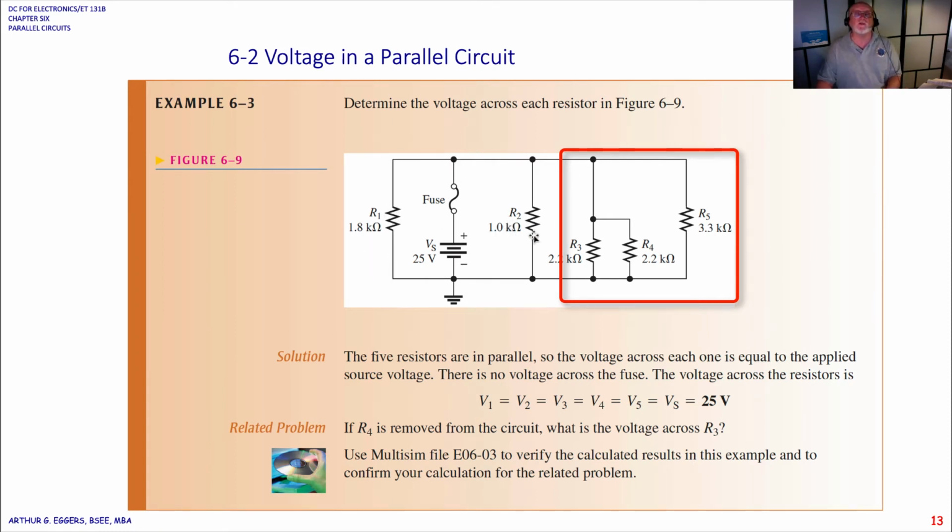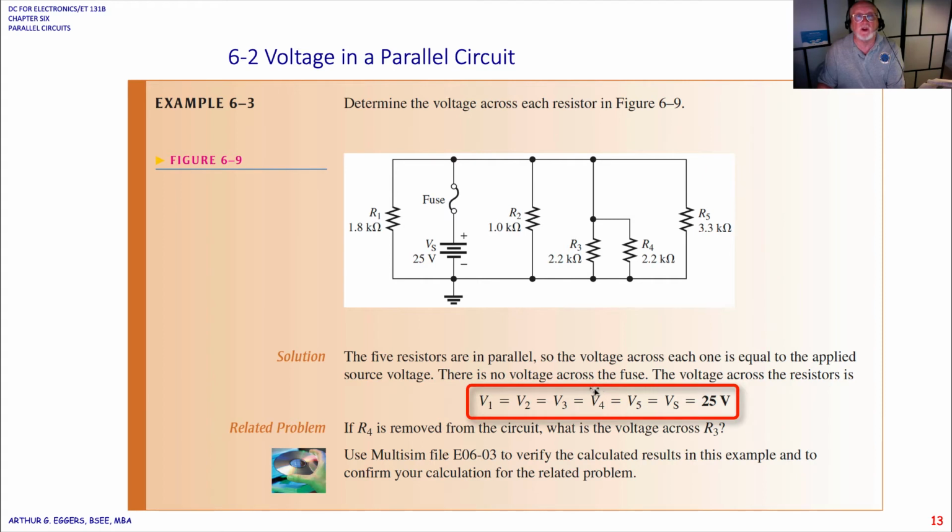So you have to be careful when you look at a circuit in determining where the parallel branches are in fact formed. In this case, they just kind of tripped you up here. They threw a little fuse in there. We've got a 25-volt source. Every one of the voltage drops across each one of those resistors matches that of the source, 25 volts.